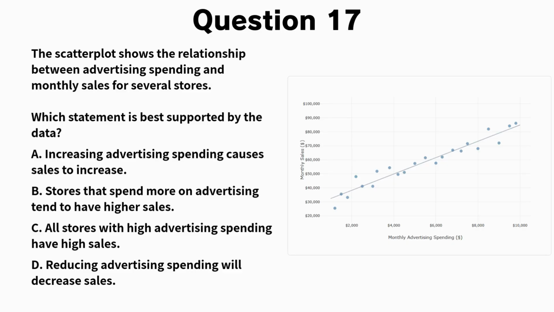Question 17. The scatter plot shows the relationship between advertising spending and monthly sales for several stores. Which statement is best supported by the data?